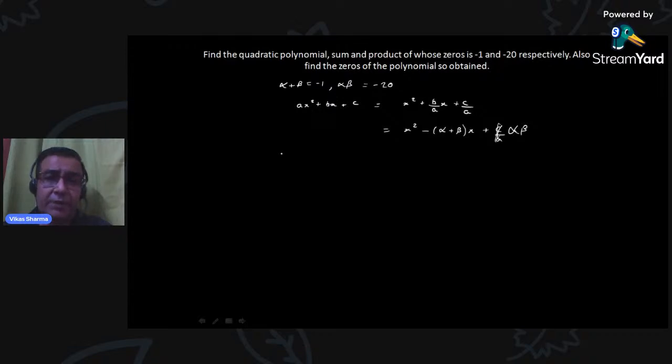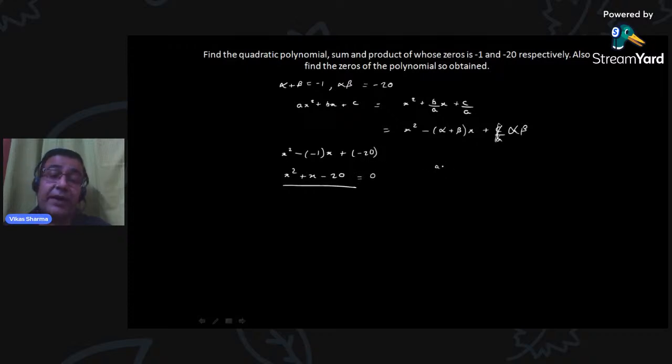So basically what we are doing is x square minus the sum of the two zeros, which is minus 1, times x plus c, which is the product of the two zeros, which is given as minus 20. So again, simplifying, opening the brackets, we get x square plus x minus 20. So this is the polynomial that we have. And once we have the polynomial, we are just going to find the factors. So factorize the polynomial. So again, we are going to equate it to 0.